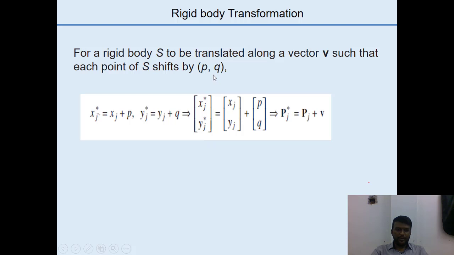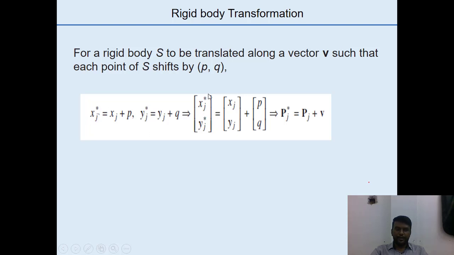So now, just basic rigid body transformation we are going to see here. There is a point xj and yj in a two-dimensional coordinate system. If we translate that point by some p value in the x coordinate and q value in the y coordinate, then we get some new coordinates xj star and yj star.